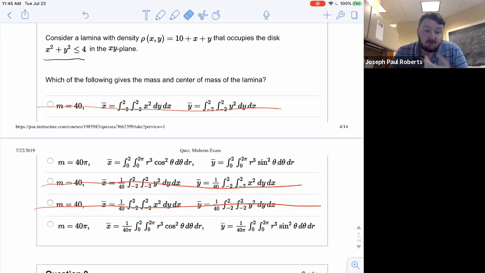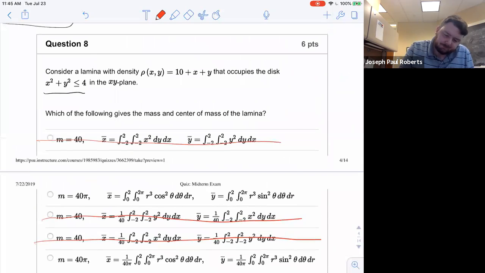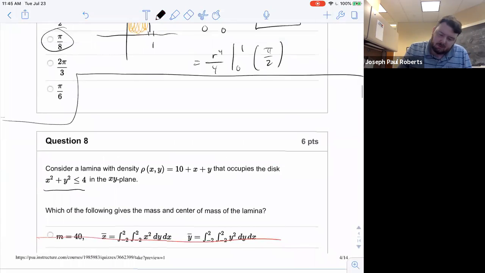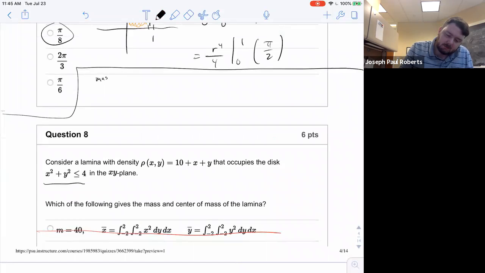As far as which one it is, let's take a look. So I know that mass is the double integral of the density.